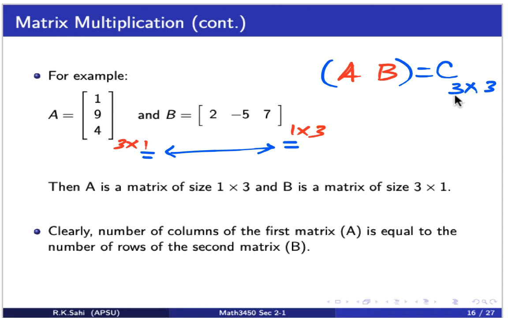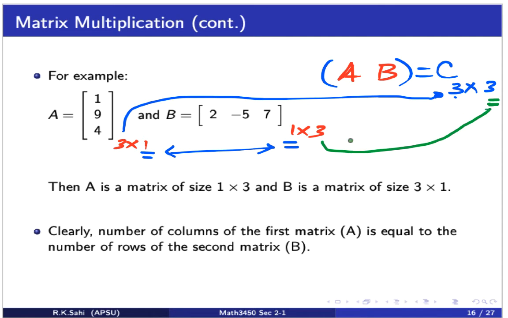In other words, this 3 is coming from here. The number of rows of the new matrix is exactly the same as the number of rows of the first matrix. And the number of columns of this new matrix C is the same as the number of columns of the second matrix. Very important things to keep in mind.